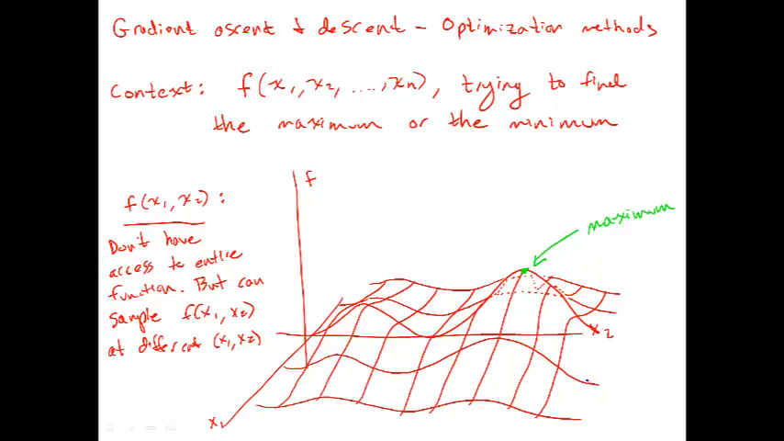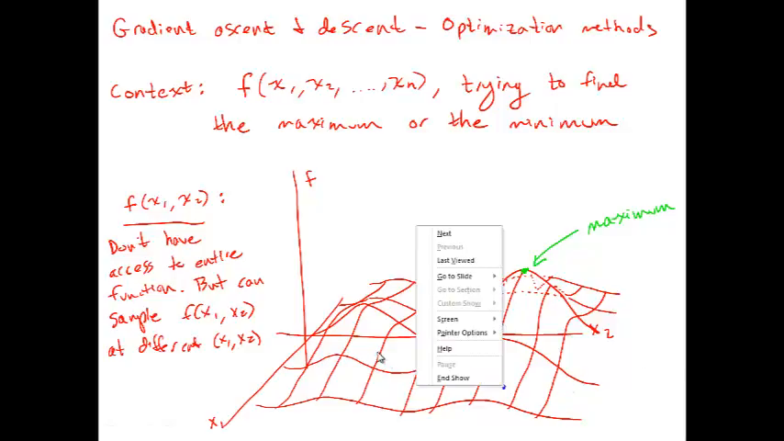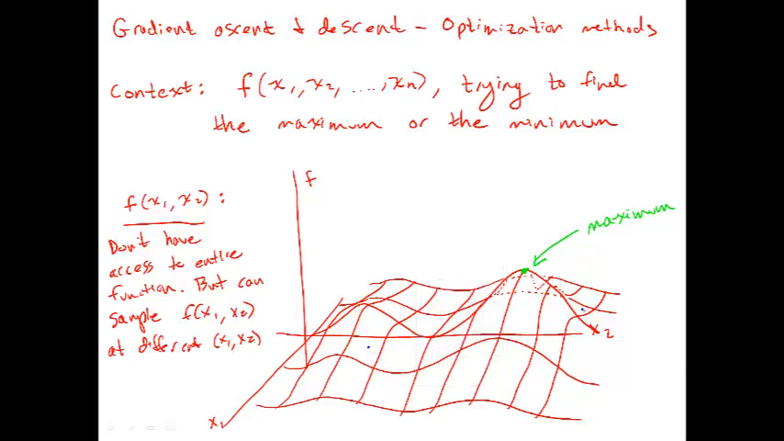One possibility would be to choose a bunch of random pairs of x1 and x2 and see which one yielded the highest f. So maybe we would choose an x1, x2 that yielded that f right there, maybe one that yielded that f, maybe one over there, maybe one there, maybe one there. And then at the end of the day, once we had chosen a finite number of random x1, x2 pairs, we would just say, okay, which of those pairs yielded the highest value of f? And we'll say that's the maximum.